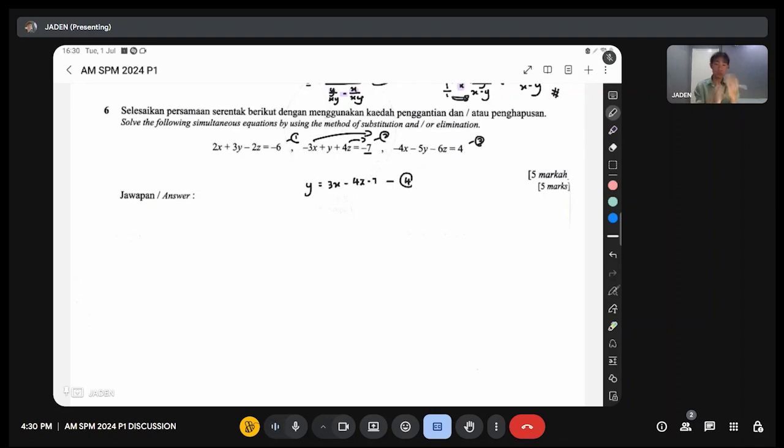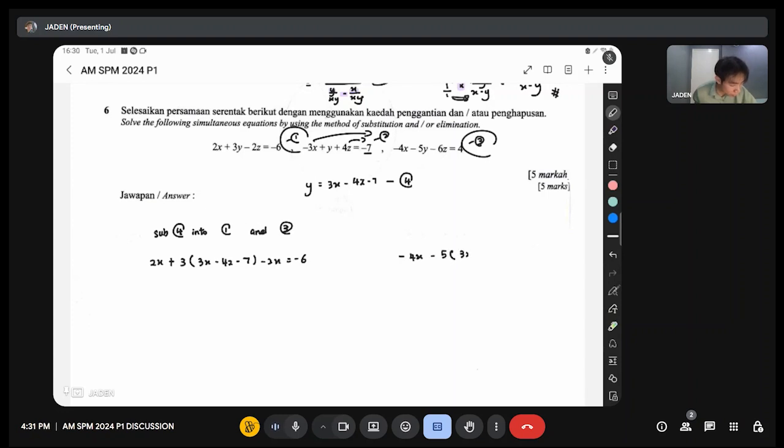Now, once you make it into equation 4, you have to put 4 into the other two equations. Substitute into the other two equations. So that means sub 4 into 1 and 3. Okay, so 1 and 3 means 2x plus 3 bracket 3x minus 4z minus 7 close bracket, minus 2x equal to negative 6. The other side is negative 4x minus 5 bracket 3x minus 4z minus 7 close bracket minus 6z equal to positive 4.